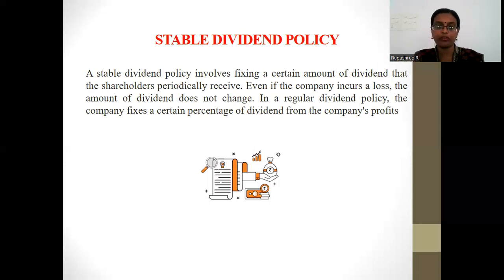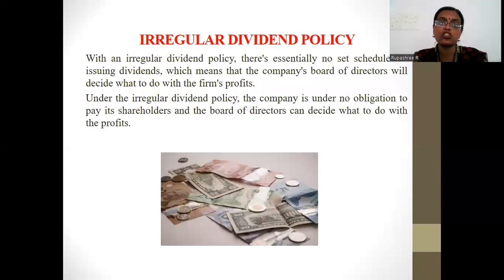The third type of dividend policy is called irregular dividend policy. With an irregular dividend policy, there is no hard and fast rule that the company has to pay dividends regularly to its shareholders. As equity shareholders, they are pretty much aware that they are least likely to get dividends. So there's essentially no set schedule that the company has to pay dividends to the shareholders. That means the company's board of directors will decide how much of the profit incurred should be paid as dividend, and whether to pay dividends or not. All these decisions will be taken only by the board of directors of the company.